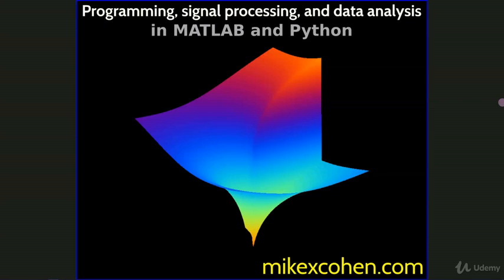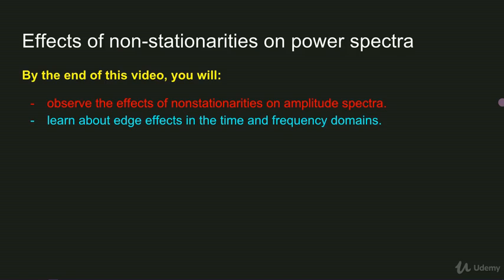In the previous video, I defined the terms stationary and non-stationary, and I listed several different features of a signal that can be stationary or non-stationary. In this video, I'm going to show several examples of non-stationary signals and their power spectra. This will help you understand the effects of different kinds of non-stationarities, in particular edge effects, and the results in the Fourier transform.